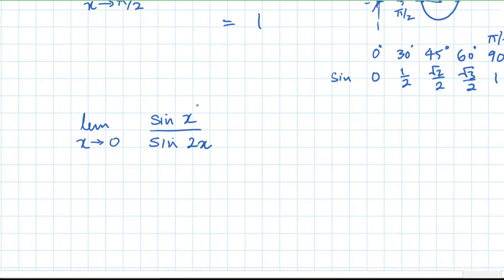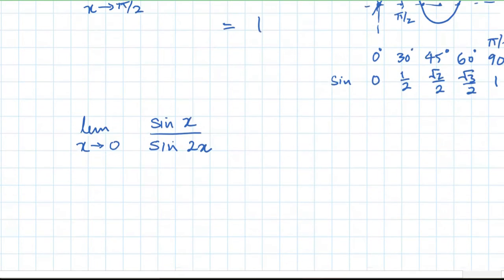So this graph is not helping us. We also, if we plug in, right, we get sine 0 is 0 over sine 2 times 0, again sine 0 is 0. What is this form? Indeterminate, right? You don't know what it is. 0 over 0, whether it will give you a limit or it won't give you a limit, we cannot tell.